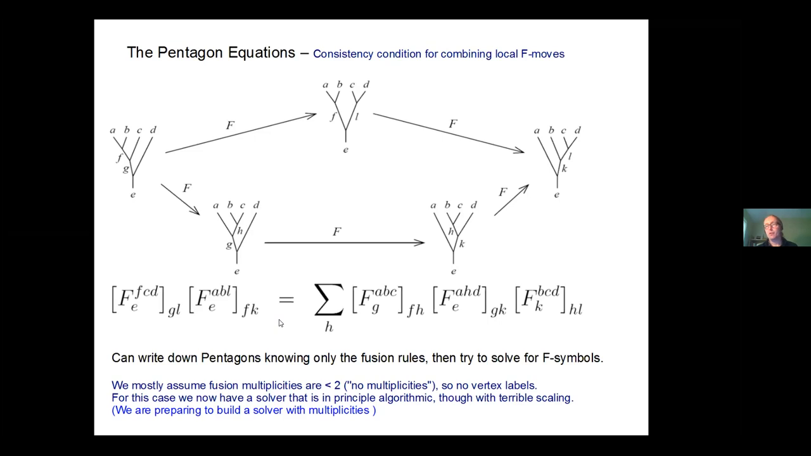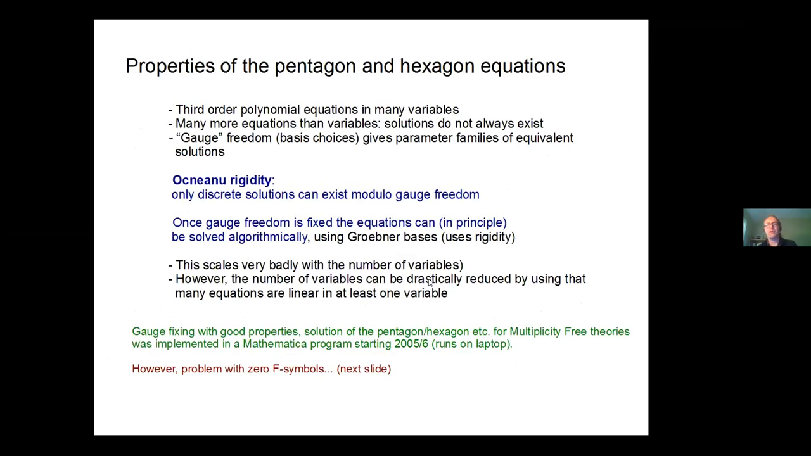Okay, and we have a solver now that's in principle completely algorithmic for the multiplicity-free case, although the scaling is really terrible, but you can solve many interesting theories, even with eight particles, for example. We're working towards a solver with multiplicities, but that's definitely a slightly bigger project still. Might take a while. Okay, so I'll tell you a little bit about how we solve the pentagon equations.